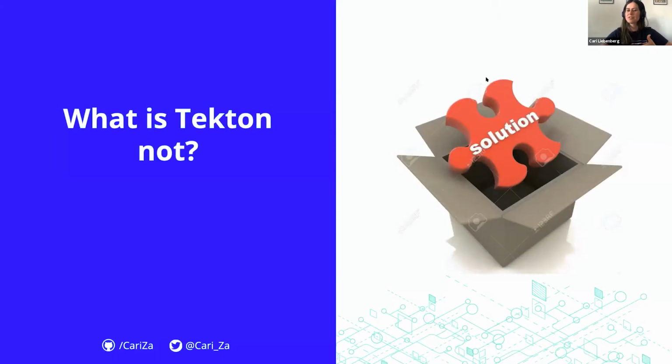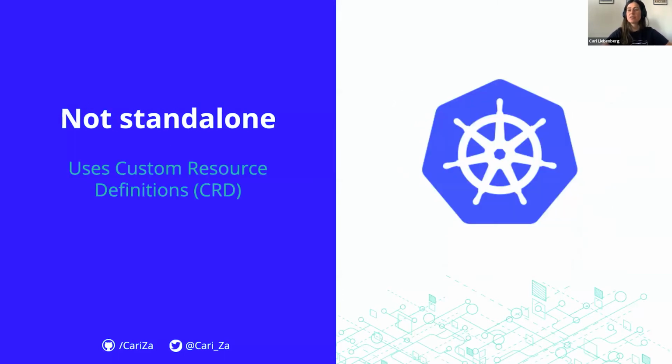What is Tekton not? Tekton is not an out-of-the-box solution. It's not like Argo CD or Jenkins where you install it and then you can just write a Groovy script and your pipelines are handled. It's kind of the other way around. You're coding your pipelines from the ground up. So you have to do a lot of configuration to get your pipelines to do what you need them to do. And it's not standalone. You need a Kubernetes cluster to run Tekton.